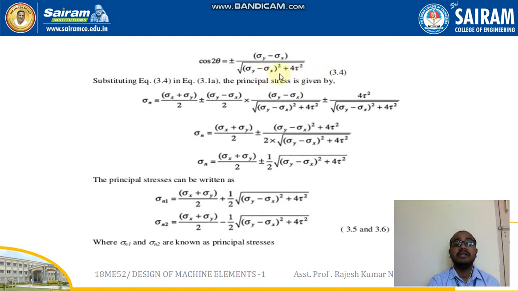By substituting these equations into the previous equations, we will get sigma n, the normal stress, equal to (sigma x plus sigma y)/2 plus or minus (sigma y minus sigma x)/2 into (sigma y minus sigma x) divided by the square root of (sigma y minus sigma x) whole square plus 4 tau square. This is equation 3.4 that I am substituting here, and next I will substitute equation 3.1: 4 tau square divided by the square root of (sigma y minus sigma x) whole square plus 4 tau square.